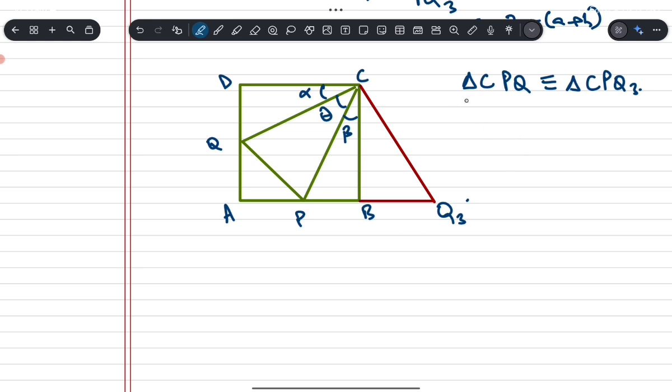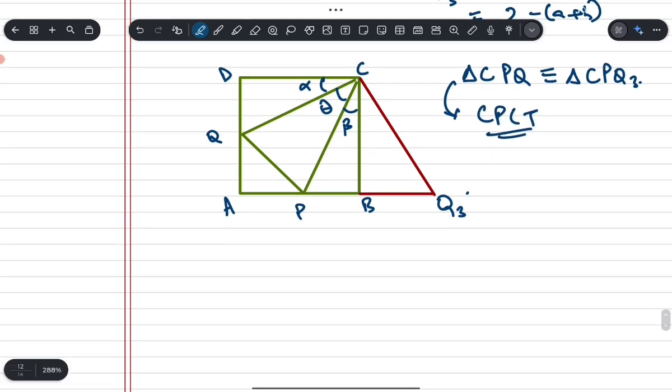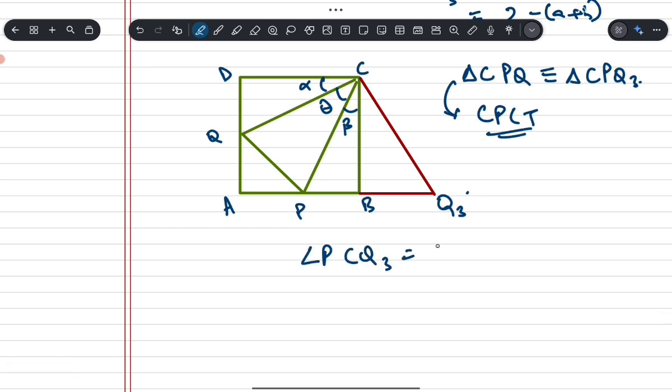Alright, so we have triangle CPQ equals triangle CPQ3. Perfect. This triangle equals this triangle. Now, what do we do when we have two triangles congruent? We collect the treasures using CPCT, the corresponding parts. Can we say angle PCQ3 equals angle PCQ? Right? What is angle PCQ?